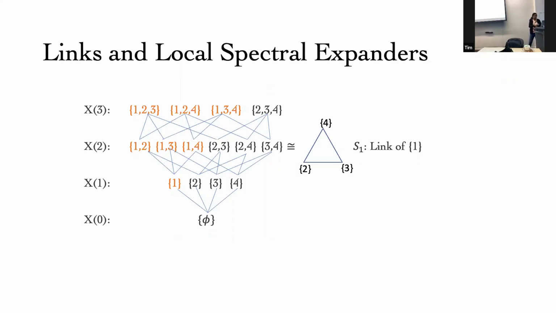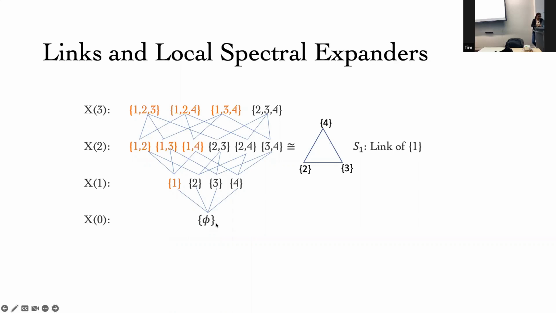Because you're drawing only levels here, right? So it's the whole thing up to X(k), but here I've drawn only up to X(3). And if I look at the first 2 levels of the link of 1, then it is just a graph, and I'm ignoring the element 1 in all of these things, and I'm writing it as a complete graph.